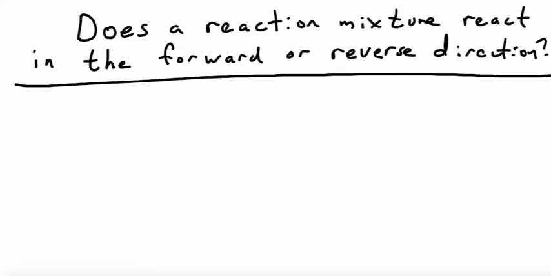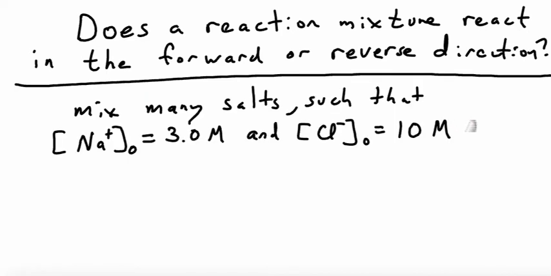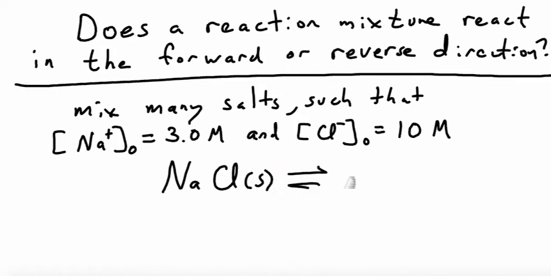So let's use an example here. Let's imagine that we mix some salts. Okay, so we mix a bunch of salts, we dissolve them in water, and at least initially, the concentration of dissolved sodium and dissolved chloride is 10 molar. And we're interested in this reaction: the dissolving of sodium chloride solid to form the aqueous ions.